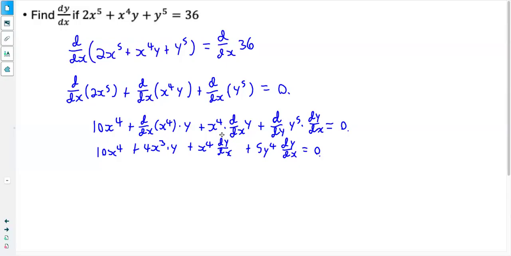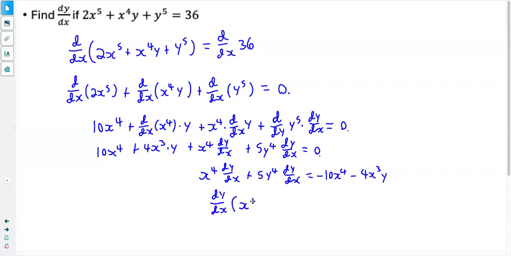So we want to find dy dx. It's in two terms, so I'd start by moving the other terms to the other side. That gives us x to the power of 4 times dy over dx plus 5y to the power of 4 dy dx equals negative 10x to the power of 4 minus 4x cubed y. Now both terms on this side have dy dx, so we can factor that out. That gives us x to the power of 4 plus 5y to the power of 4.